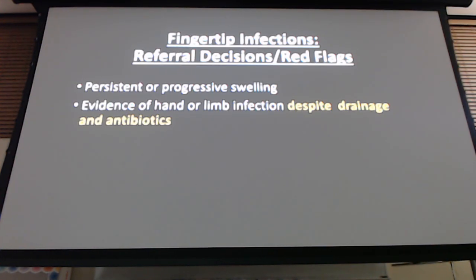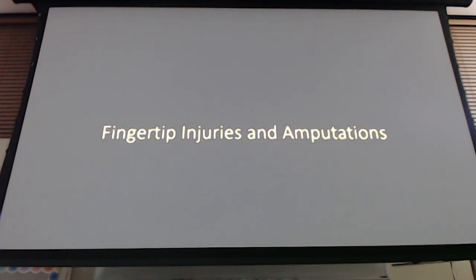Persistent or progressive swelling, I think makes sense. But when you talk about evidence of hand or limb infection despite drainage and antibiotics, that means you did everything correctly. You opened it up, you let it drain, you left it open to drain, you did the right antibiotics, but it still doesn't improve. You need to call somebody, because maybe it's not what you think. Or it may be more extensive, especially if they have any signs of systemic disease.